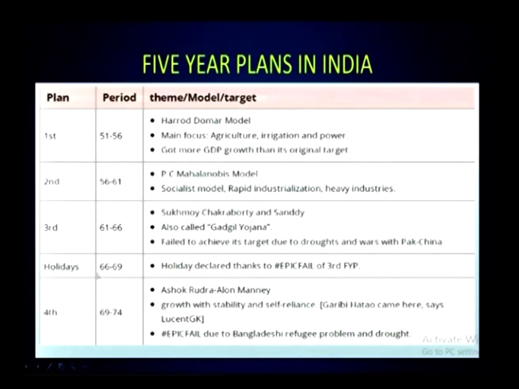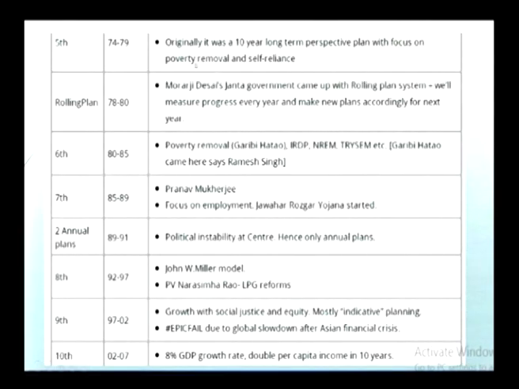Then we had 3 years of plan holiday, 66 to 69, declared after the failure of the third 5-year plan, which is called an epic fail. Fourth 5-year plan, 69 to 74, growth with stability and self-reliance. Garibi Hatao came here, an epic fail due to the Bangladeshi refugee problem and drought. Fifth plan, 74 to 79, a 10-year long-term perspective plan with focus on poverty removal and self-reliance. Rolling plan, 78 to 80. Sixth plan, poverty removal. Seventh plan, focused on employment; Jawahar Rozgar Yojana started in the 7th plan.